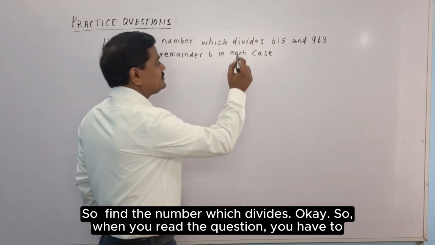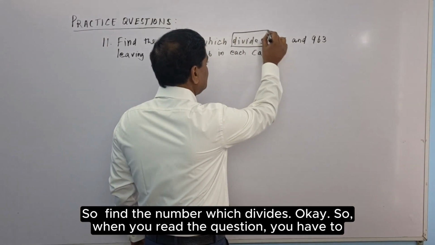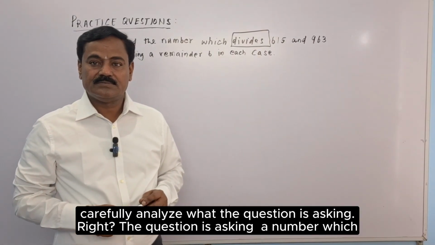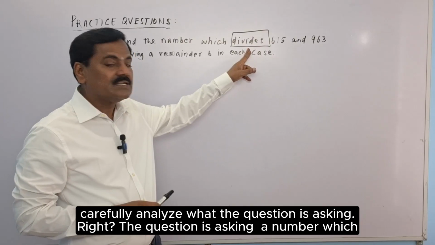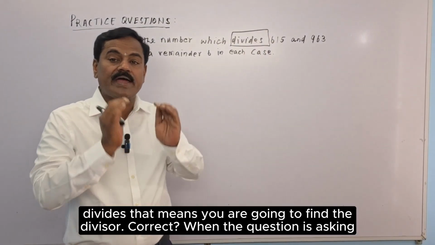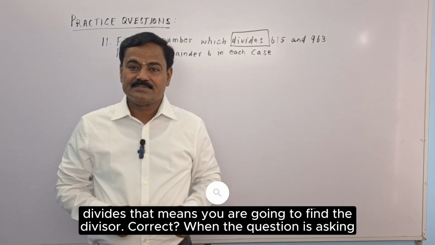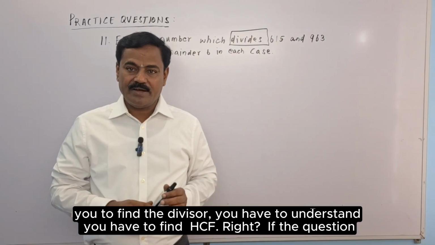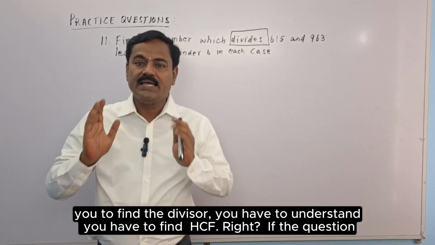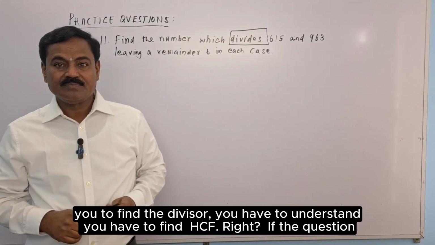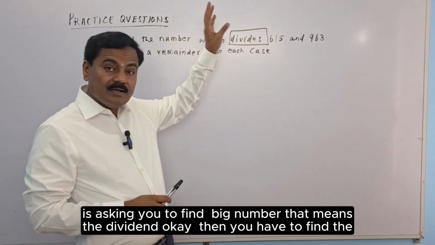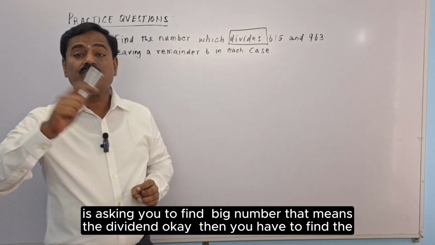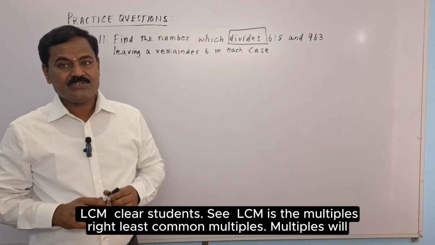When you read the question, you have to carefully analyze what the question is asking, right? The question is asking for a number which divides. That means you are going to find the divisor, correct? When the question is asking you to find the divisor, you have to understand that you have to find the HCF. If the question is asking you to find a big number, that means the dividend, then you have to find the LCM. Clear, students?